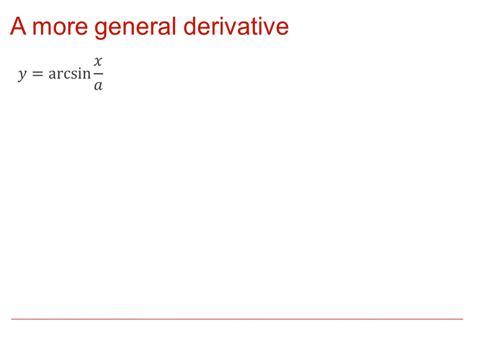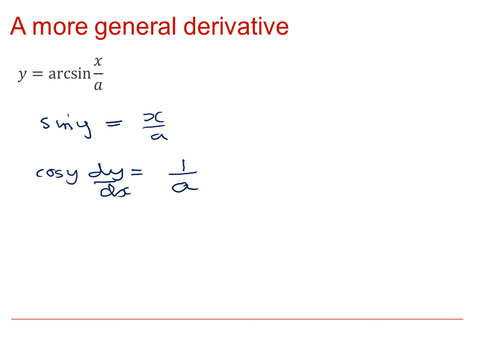Moving on to a more general derivative, we will calculate the derivative of y equals arcsine of x over a in the same way. Sine y, in this case, equals x over a, so cos y dy by dx equals 1 over a. Dividing through then by cos y and using that same identity.